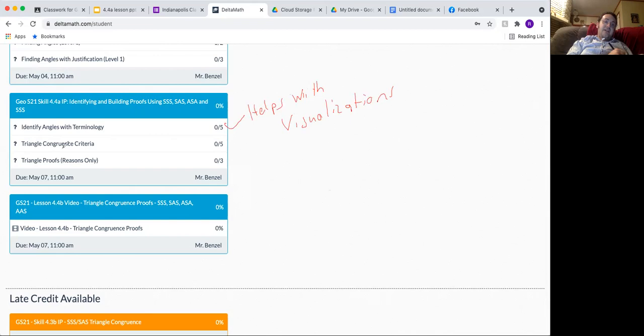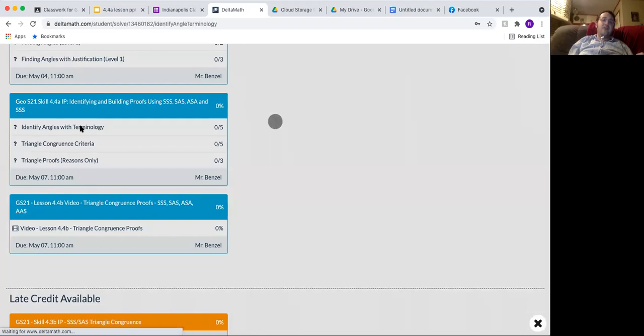The next one is triangle congruence criteria. This is just saying, are these triangles congruent? Why or why not? We'll have this on our mastery assessment. Then we have the triangle proofs with reasons only. These are a step down from the proofs last week in that we provide you with the statements. I will be using this sort of question on your mastery assessment to gauge how your vocab recognition is going. All right, I'm going to give you a sample identify angles with terminology.